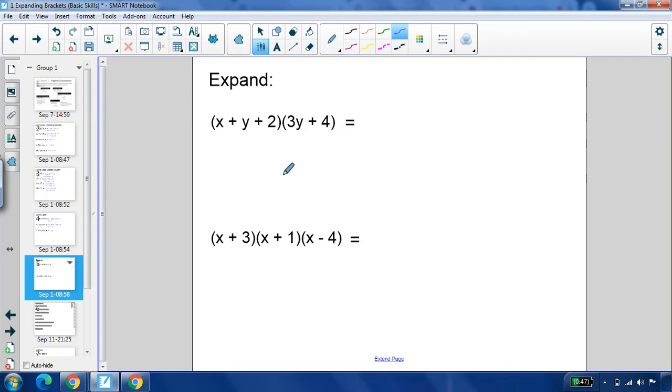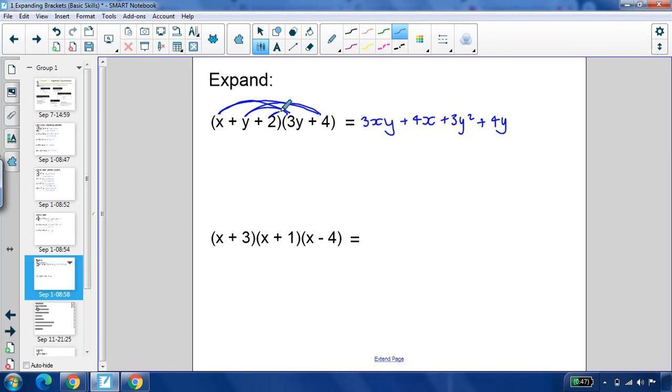Let's have a look at 2 more examples then. This bracket here has more than 2 terms. It's got 3 terms in the bracket. So just be careful when we're expanding as you want to be systematic. So I'm going to do x multiplied by 3y, which will be 3xy. I've written it in alphabetical order. X multiplied by 4, which is 4x. And then we'll go to the y. Y multiplied by 3y is 3y squared. And y multiplied by 4 is 4y.